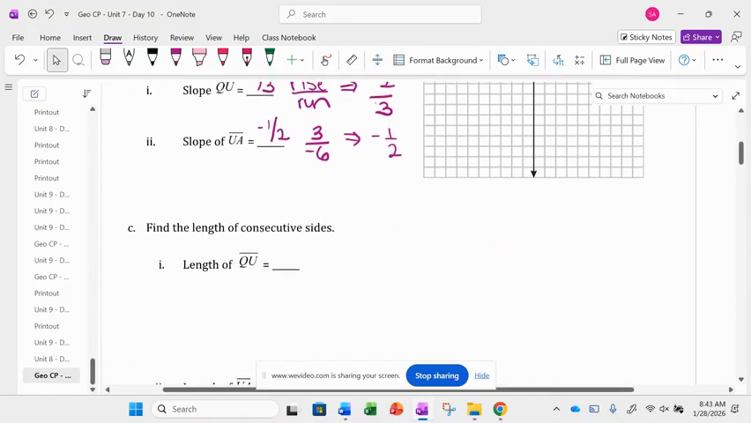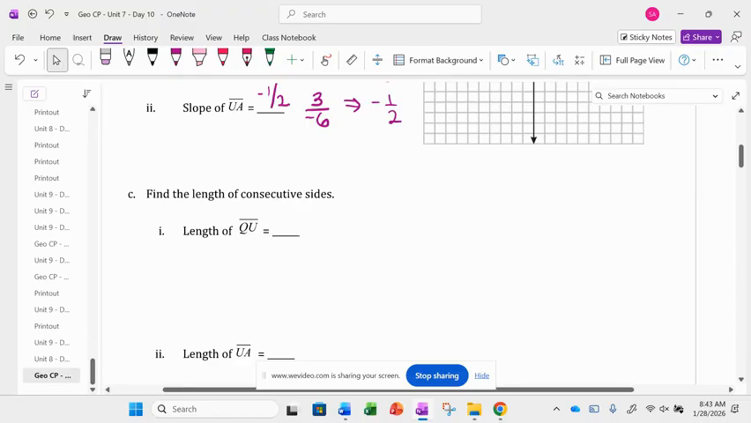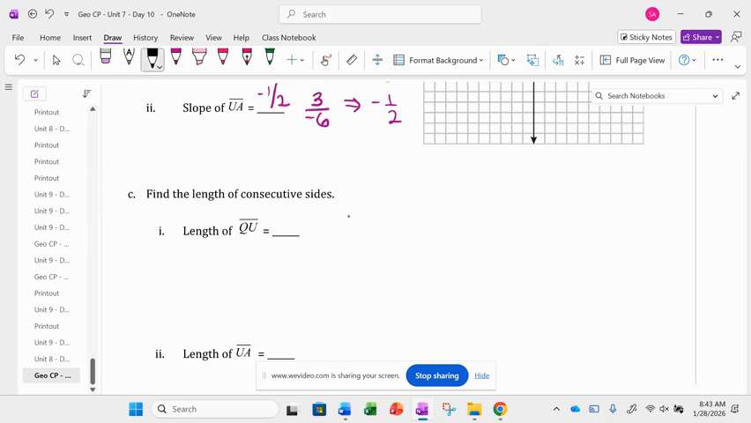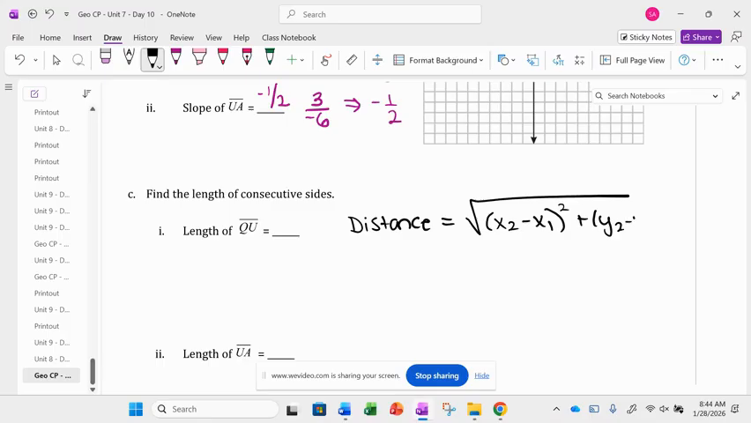So now what we want to do is find the length of consecutive sides. We're going to find the length of QU. If you guys remember, the distance formula tells us distance is equal to the square root of (x2 minus x1) quantity squared plus (y2 minus y1) quantity squared, all under the square root.